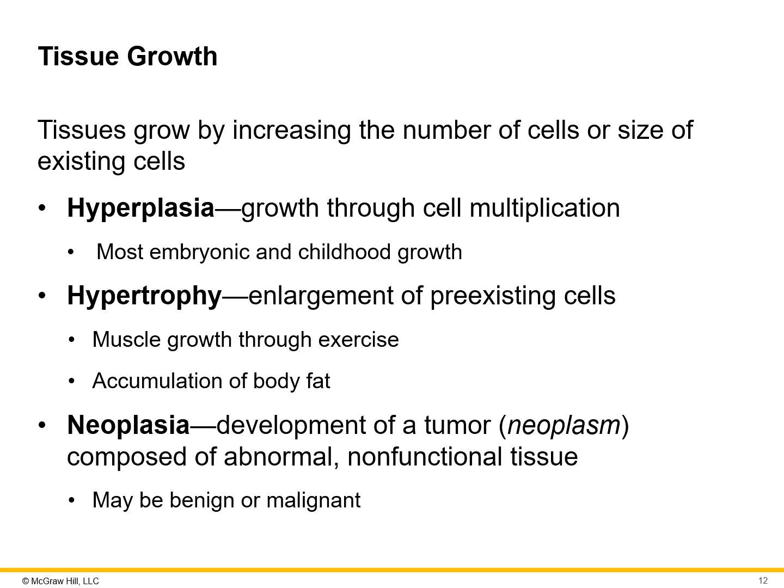Neoplasia is the development of a tumor that's composed of abnormal and non-functional tissue. And so neoplasia can be benign, meaning it doesn't spread, the mass just stays local, or malignant, and malignant is when that tumor will move and start growing in another portion of the body.